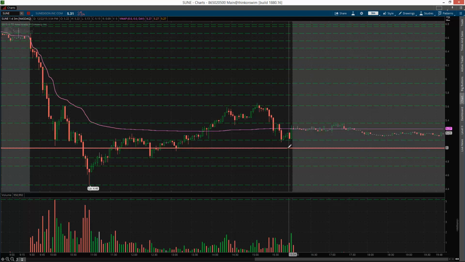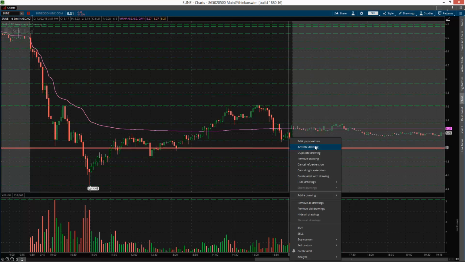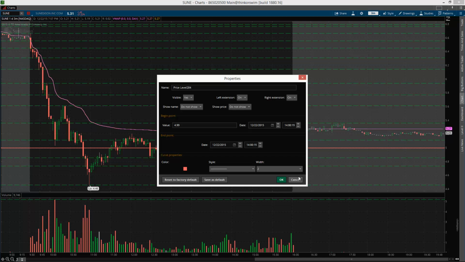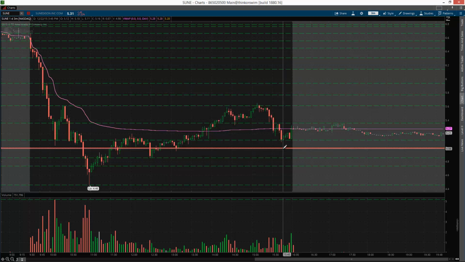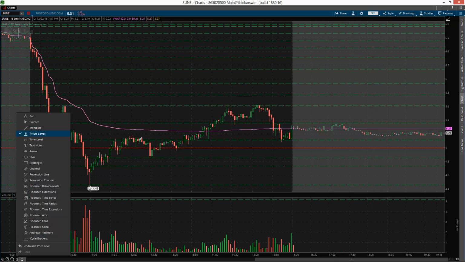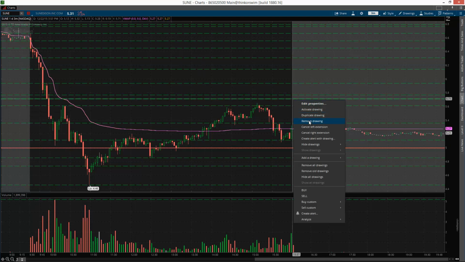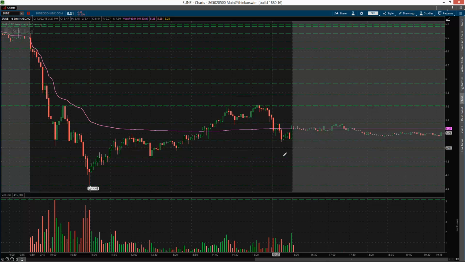But there you go. See, I just changed the setting. The lines look a little bit different, so you can do whatever you want. That's how you draw the lines, guys. Just go to this icon, price level. Okay, and then just draw your lines. So that's that.